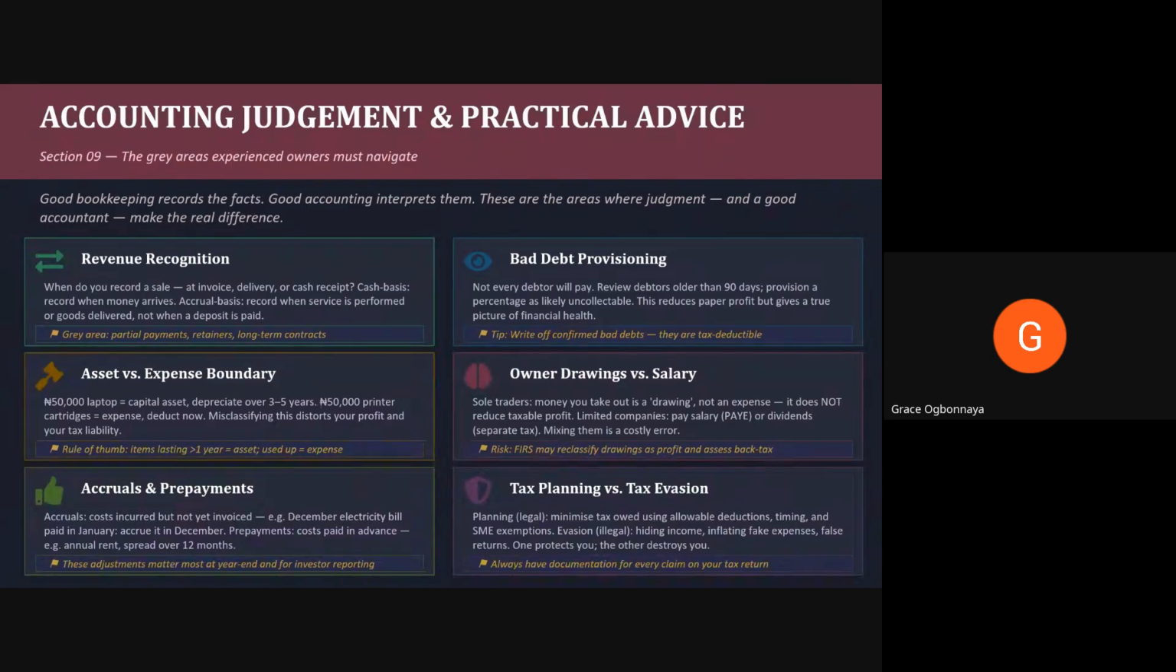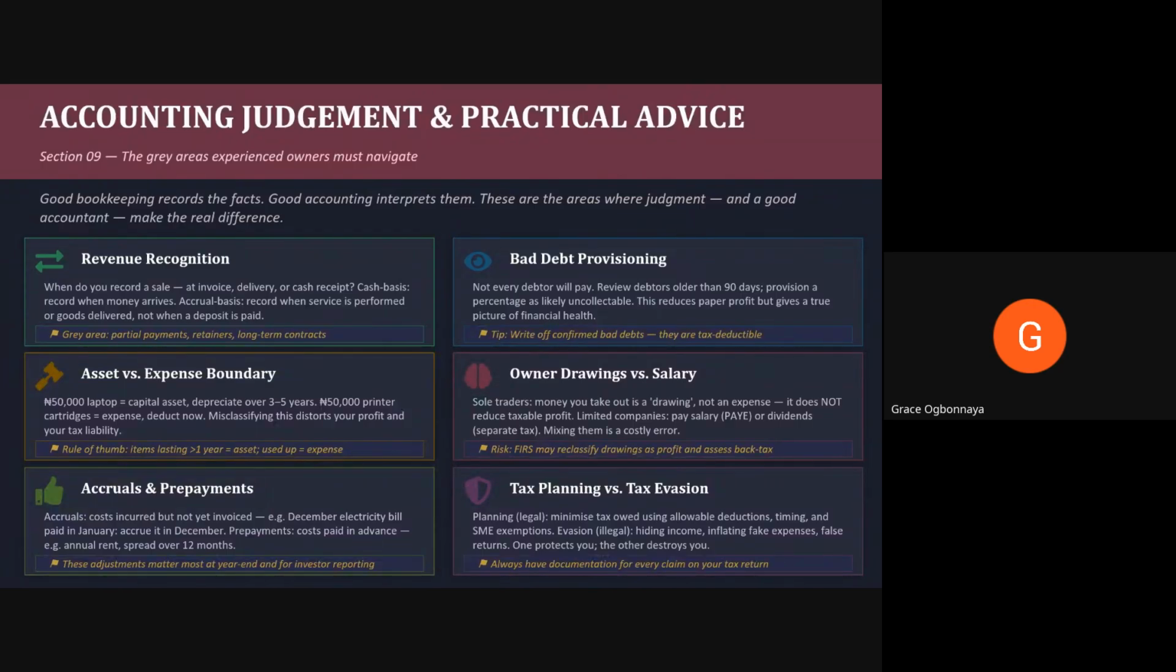Bad debt provisioning. Not everybody will pay your debts. When you notice that some people will not pay their debt, you need to be making provisions for the debt, as a business. And again, we need to also give our debtors a timeline. Any debt that is older than 90 days, review it. Not every debtor will pay. I'm not saying forget about it. Basically, make a provision for this debt, setting money aside for that debt.